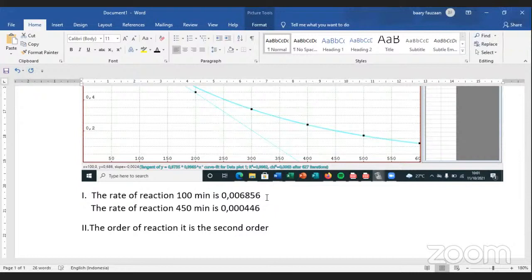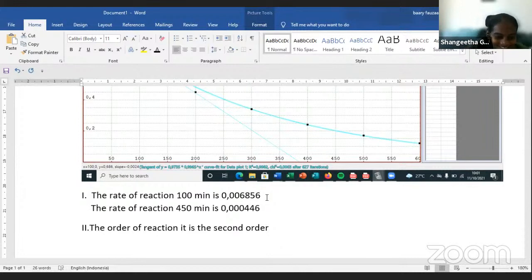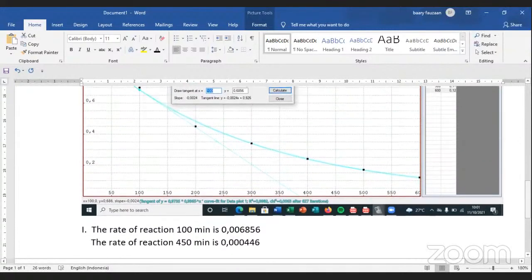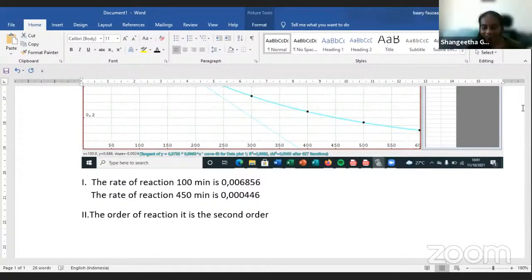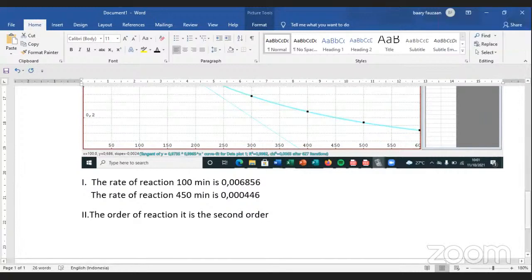And for the second one, the order of reaction is the second order, Doctor. How do you come up with second order reaction? Can you help me to explain the second one? Yes, sure, can I please speak?